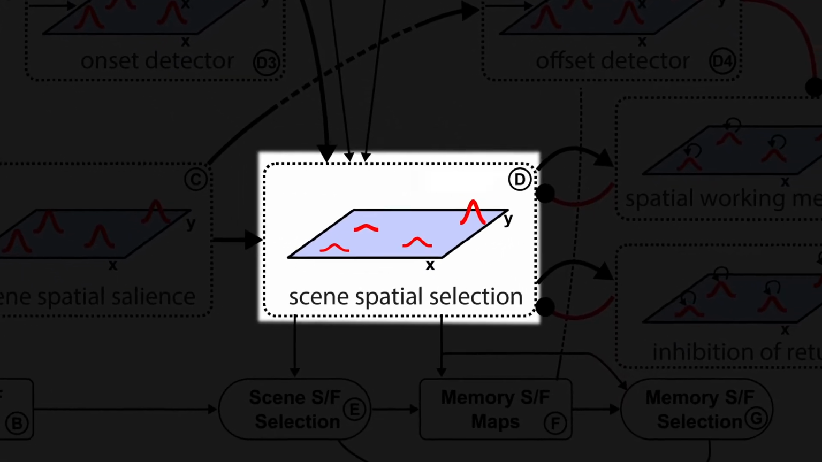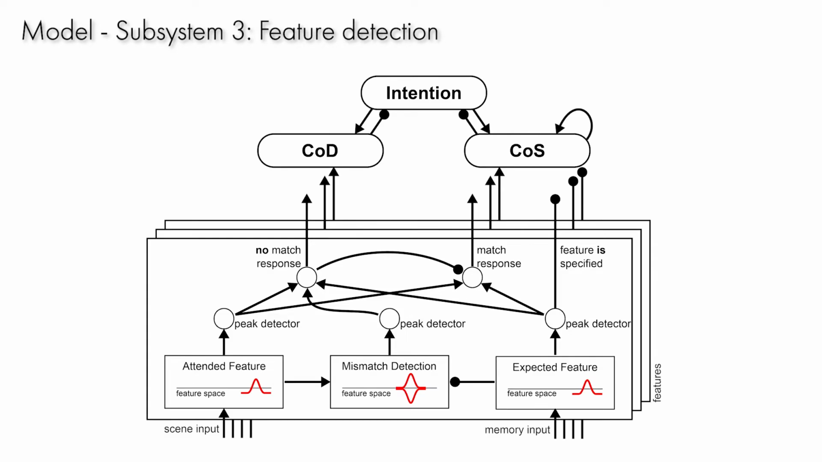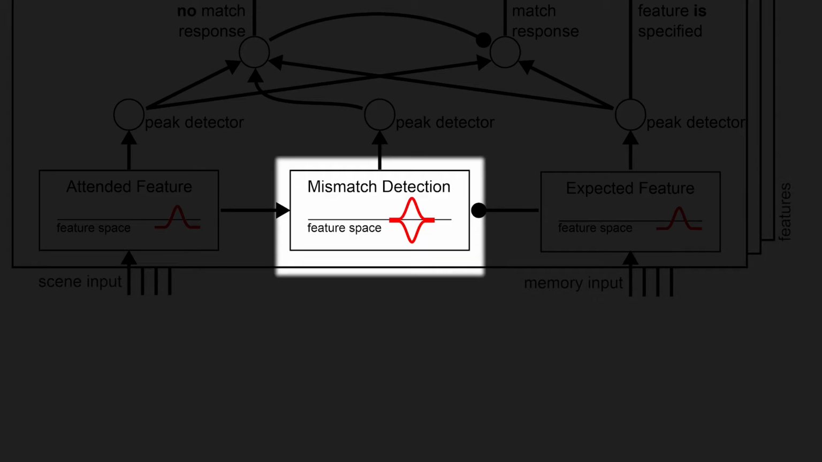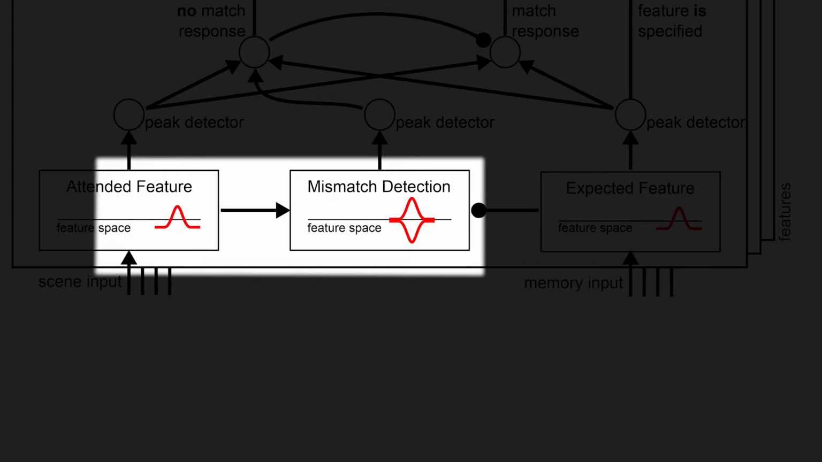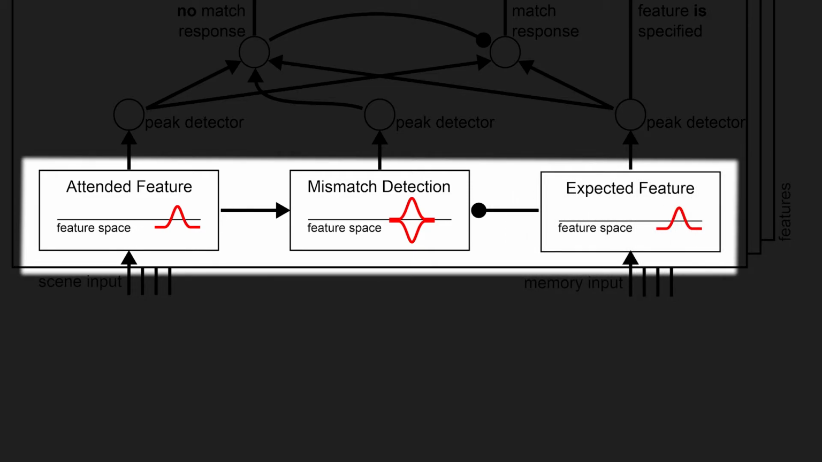Spatial attention, represented by a self-stabilized peak in the scene spatial selection field, plays a critical role in feature binding. Feature binding occurs in the model in a manner that could be viewed as a neural implementation of Treisman's feature integration theory. In the feature detection subnetwork, multi-dimensional feature values from two different sources are compared in parallel along each feature dimension. The mismatch detection field receives excitatory input from the attended feature field and inhibitory input from the expected feature field. A peak in the mismatch detection field is only formed, therefore, when the locations of peaks in the two source fields differ sufficiently.